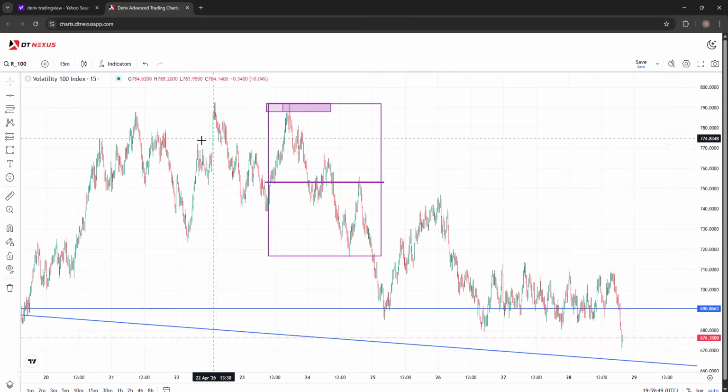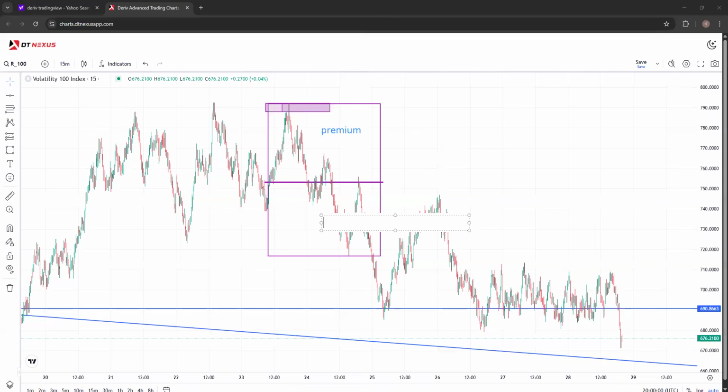So what you know is we now have a premium and we now have a discount here. As we have that premium and discount, we know that when price gets in the discount, we are not supposed to sell it in the discount. We are supposed to sell it in the premium. And what did price do? Price came, tapped in the premium, and then it sold.